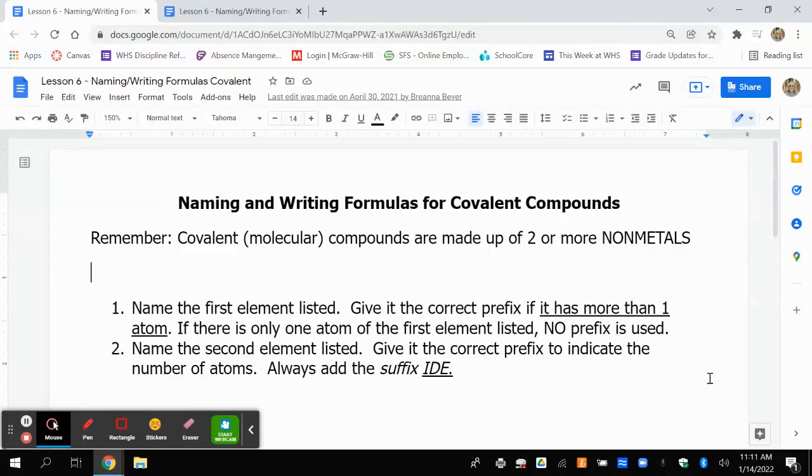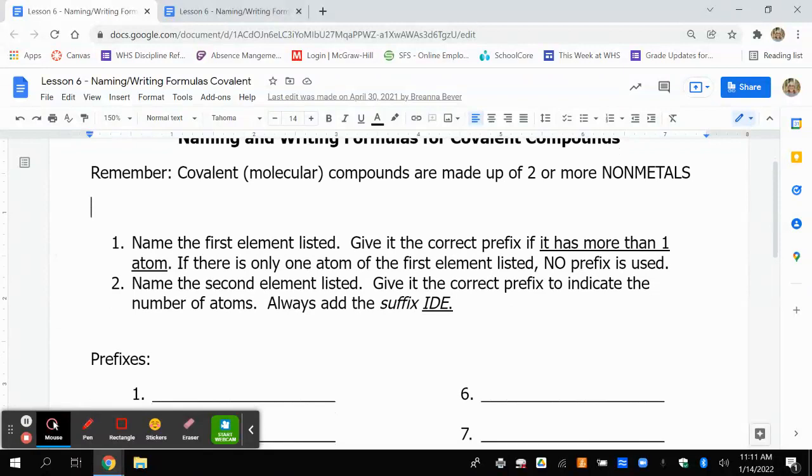Okay, so in this video, what I want to talk about is naming and writing the formulas for covalent compounds. Covalent compounds, which we sometimes call molecular compounds, are made up of two or more nonmetals. So if you have two nonmetals joined in a compound, that is a covalent compound. We're going to look at naming first.